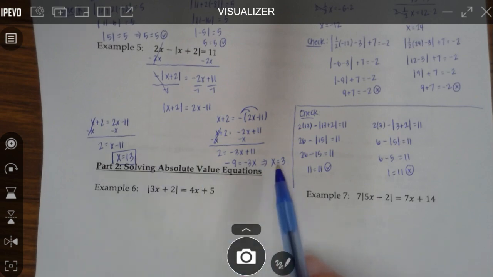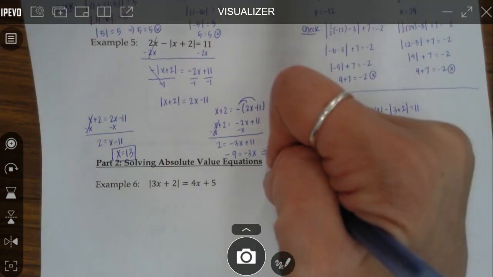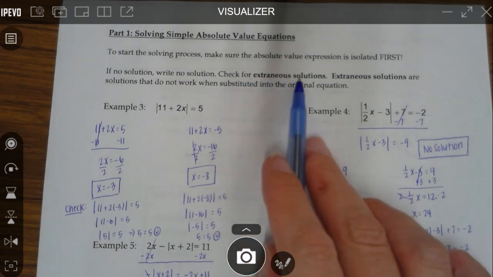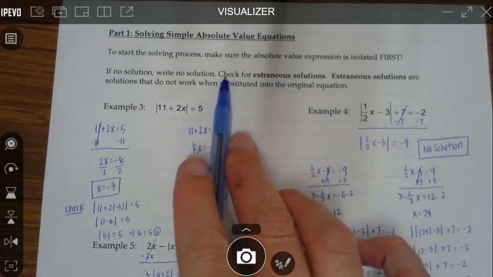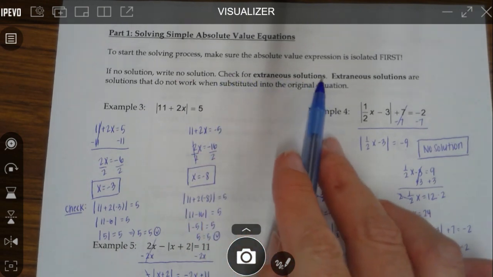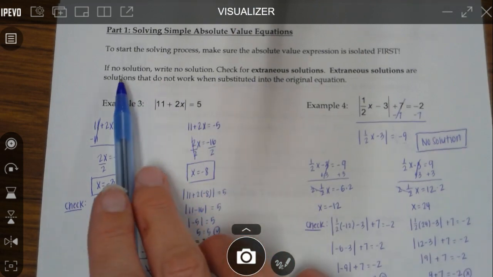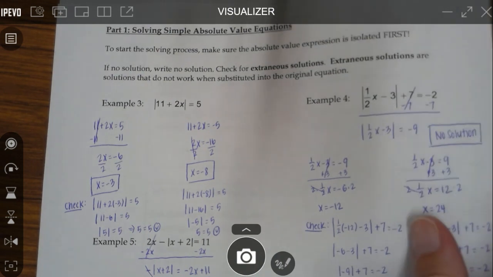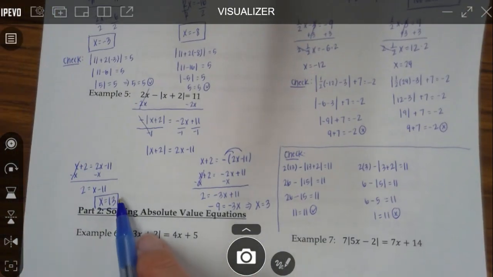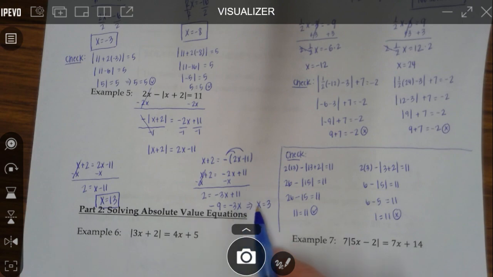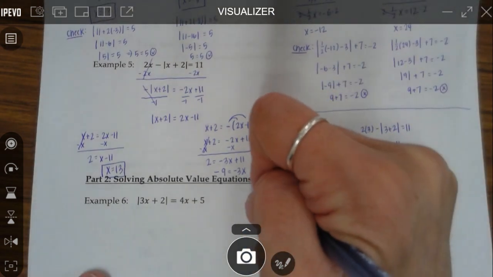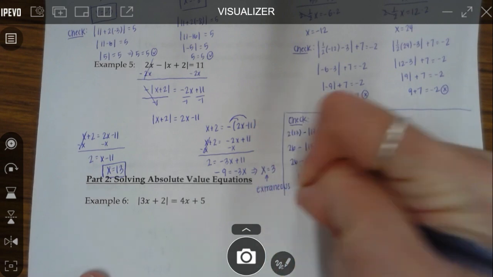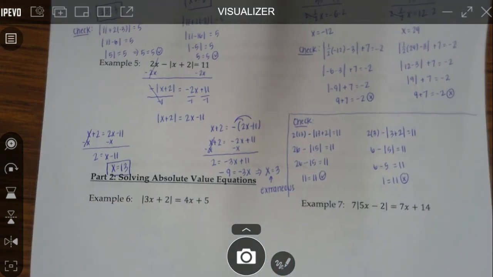And then I usually don't box this one in, but there's a special name for these types of problems that don't have solutions that work, and these are called extraneous solutions. So these are solutions that do not work when substituted into the original equation. So what we would say about this problem is that x equals 13 is a solution. X equals 3 is actually an extraneous solution. So x equals 3 is extraneous.